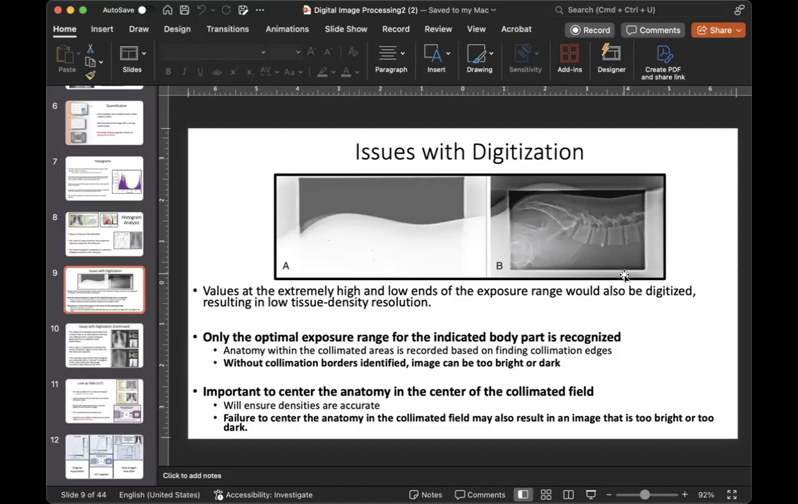We should have a collimated border on all four sides and the part centered. It's very important to have those things because if not, your reference histogram will not transfer values properly, and you'll get an image that has the wrong brightness and contrast.